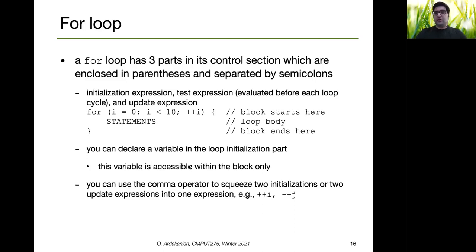You can also use the comma operator in order to initialize multiple variables in the initialization expression, or update multiple variables in the update expression. The comma operator can be used in order to combine multiple expressions into one expression. So if you want to, let's say, initialize i and j at the same time, then you can write i = 0, comma, j = 10, for example. And if you want to increment them, you can write ++i, comma, ++j.